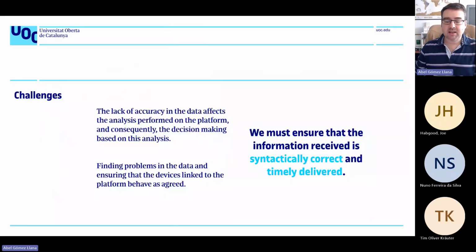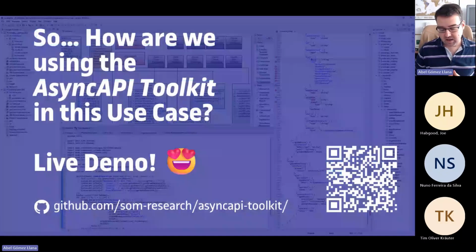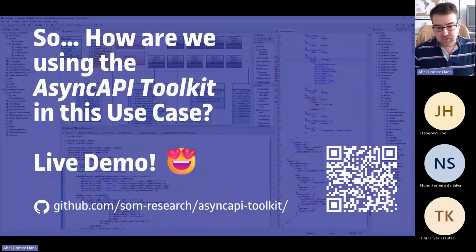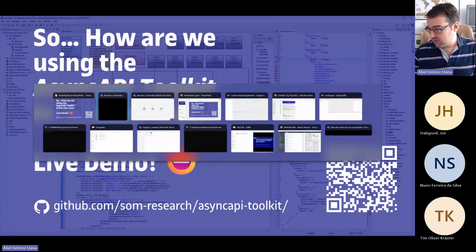So in this use case, it is very important that the messages are syntactically correct and especially that they are delivered in a timely manner, because there are decisions that must be taken, as I said, nearly in real time. So they have a requirement on when to receive messages and on what kind of information they have to receive. So I'm going to show you the tool. It's implemented in Eclipse.